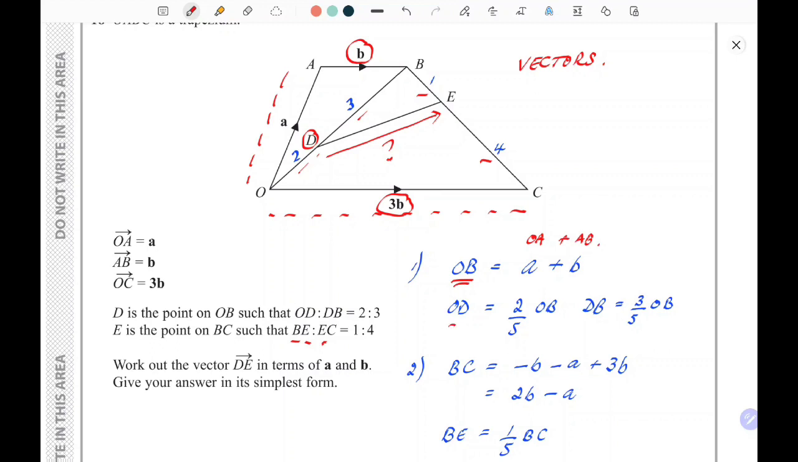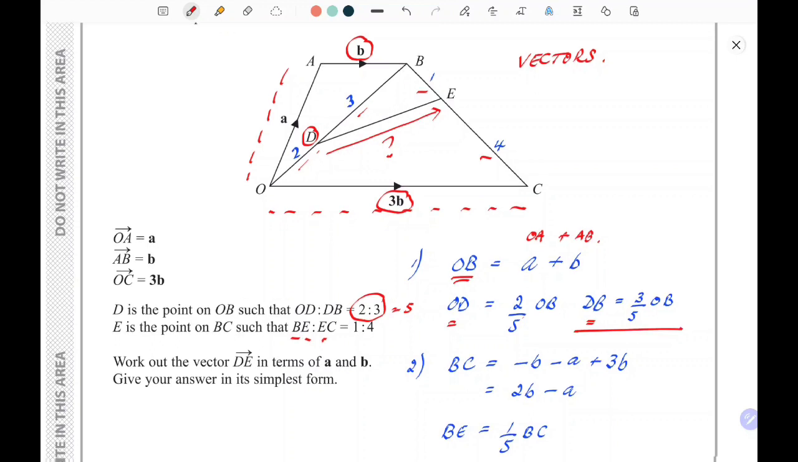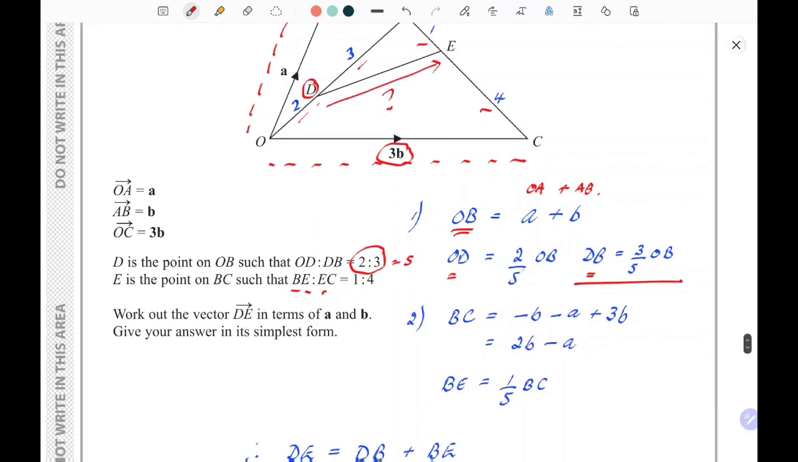Therefore, from there, we work out that OD must be 2/5, because remember it's a ratio of 2 to 3, so the total equals 5. So OD must be 2/5 of OB, and DB, therefore, must be 3/5 of OB. So if one of them is 2/5, the other one must be 3/5. All right, so we've got the DB element.